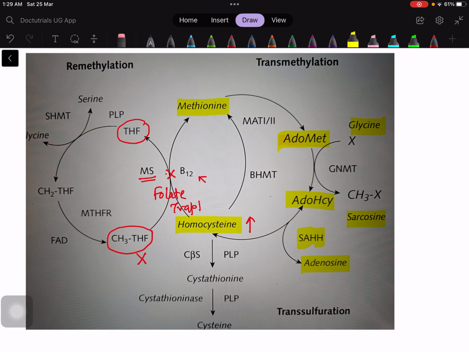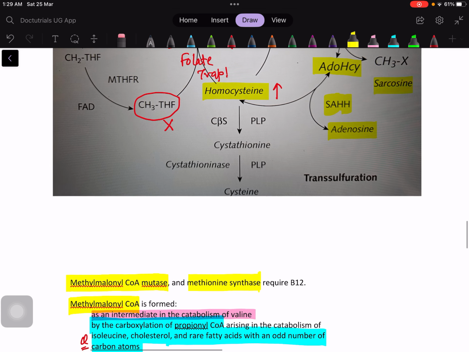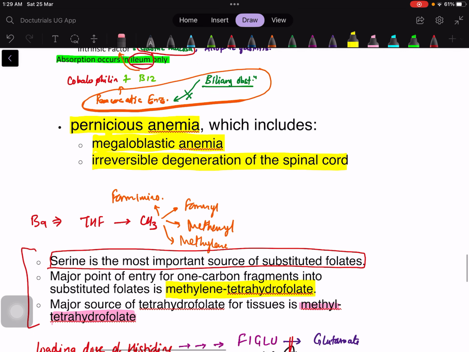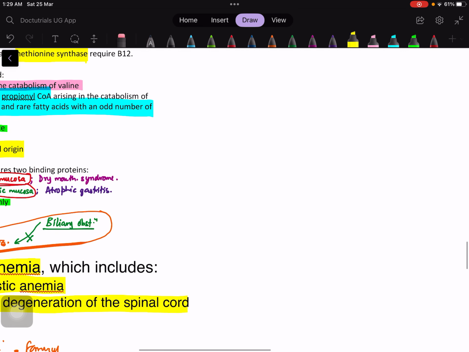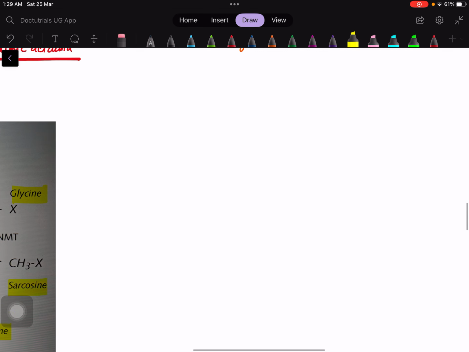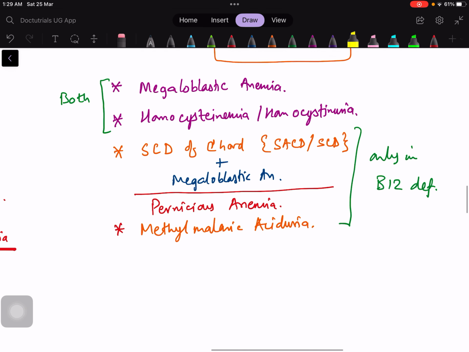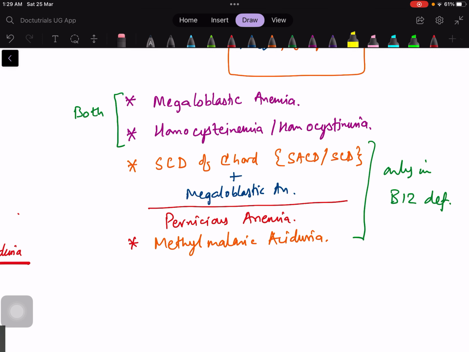So the methionine is getting converted to homocysteine. Recycling requires B12 and folic acid, meaning if B12 is not there, folic acid will get trapped and the conversion will not take place. So this homocystinuria we will see in both B9 and B12 deficiency. These are the very pertinent factors that you have to keep in mind, and I told you in the beginning itself the common features that you will see in both B9 and B12 deficiency: the megaloblastic anemia and homocystinemia or homocystinuria.